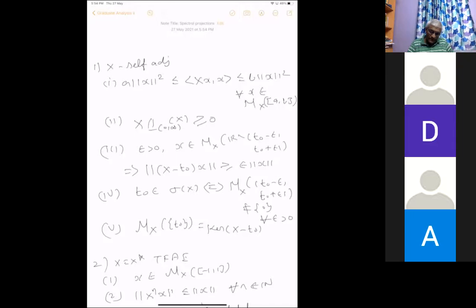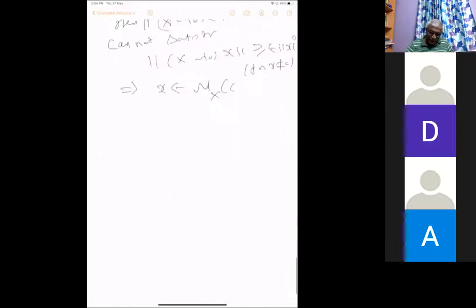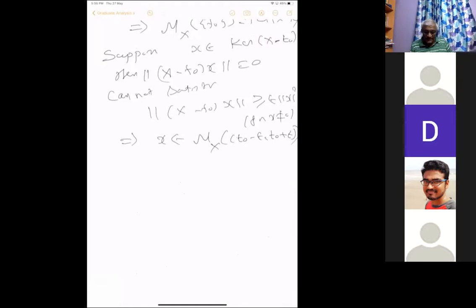Zero, T0. Yeah, that is true for all epsilon. T0. I'm sorry if it is confusing. This is right. Please tell me if it is all right with everyone. I want to prove this implication.